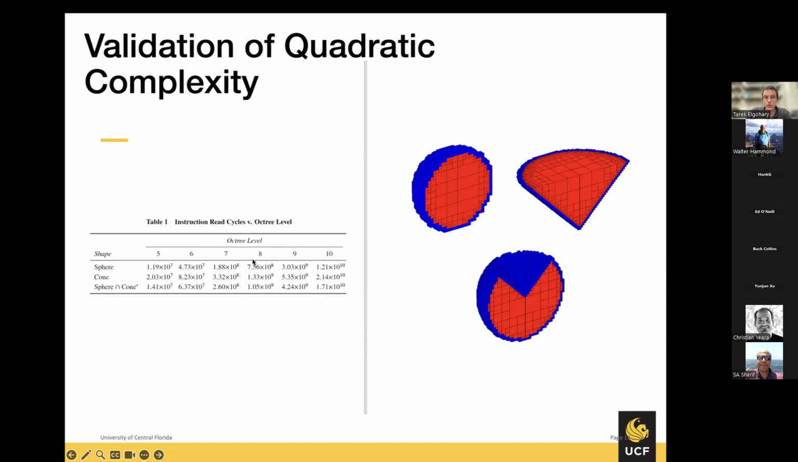This is what I wanted to show. This is a quadratic complexity with the octree. Currently, if you're doing any of these coverage simulations, it's a cubic complexity, so it's n to the cubed. Here we are showing quadratic complexity as a function of the octree level. You can see that it jumps quadratically as you increase the level, and this table actually represents this quite well.